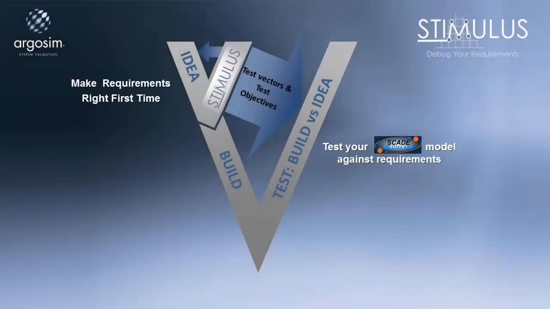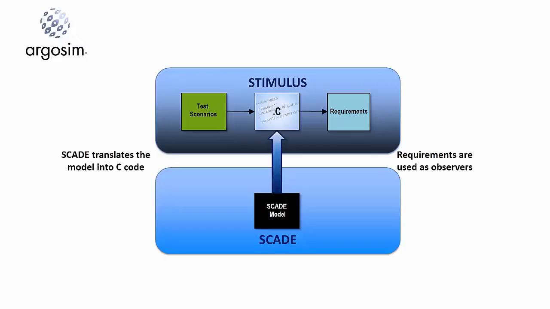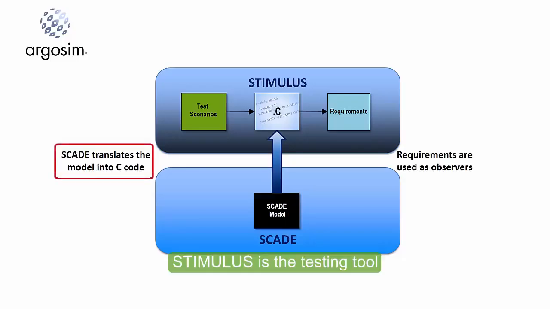How can you validate a SCADE model to show that it meets its textual requirements? With Stimulus, there are two options. First, generate the C code from the SCADE model. Using this code, Stimulus will generate test cases automatically and will use the requirements as observers.